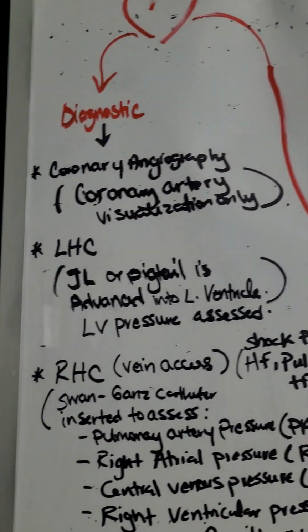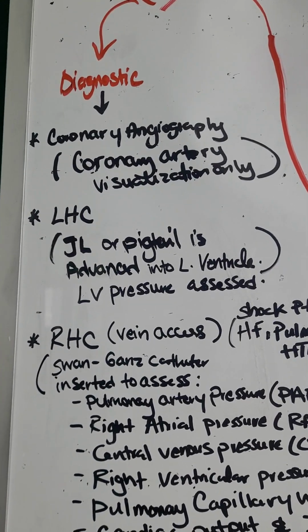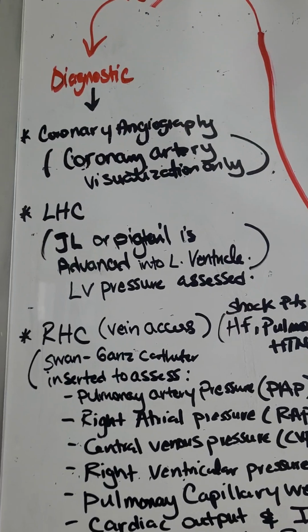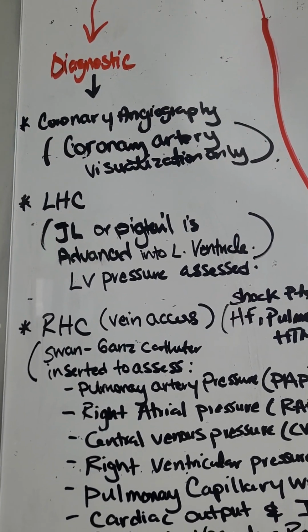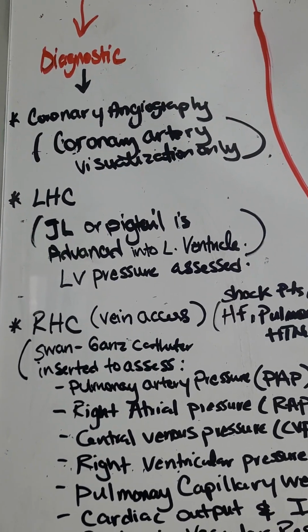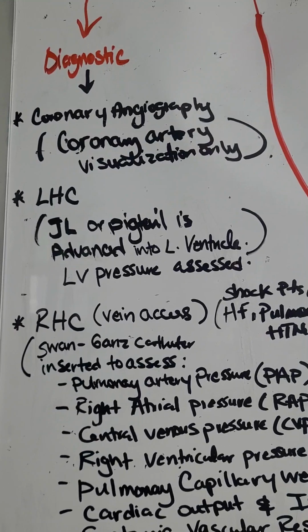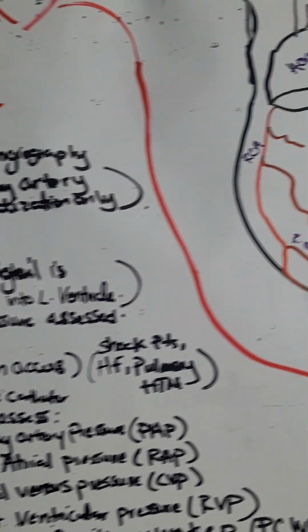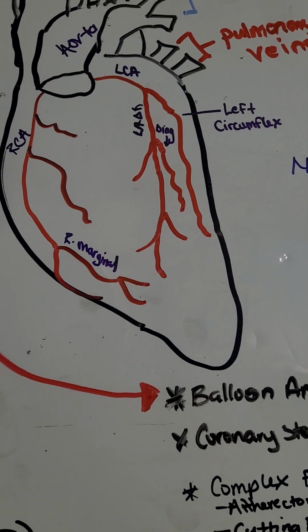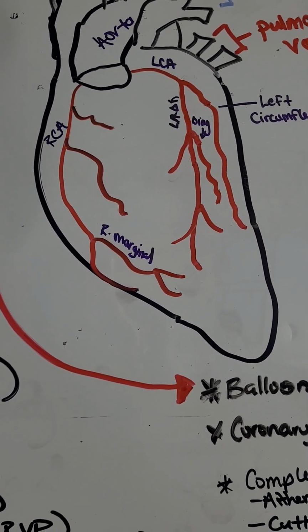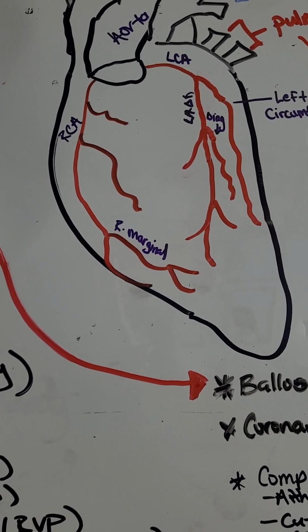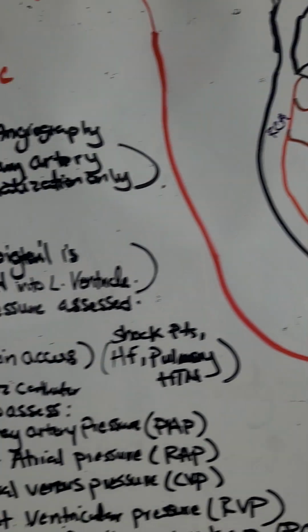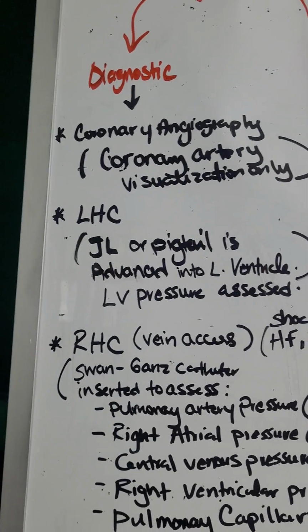Okay, so let's get to the diagnostic testing that they do. The first one is a coronary angiography. Coronary angiography is if they are just going there to visualize the coronary arteries, right? So if the doctor's only going there to visualize the RCA, the LCA, and the rest of the coronary arteries, we call that a coronary angiography.